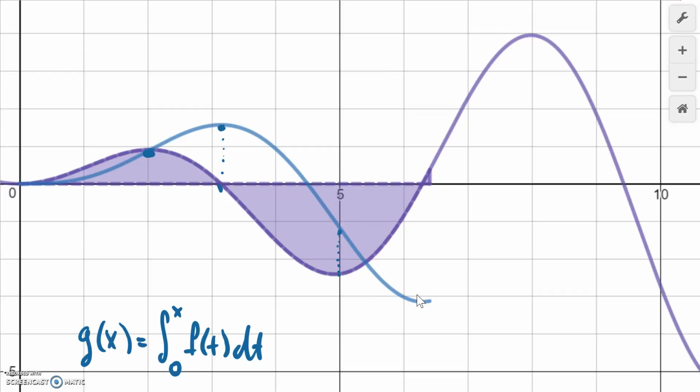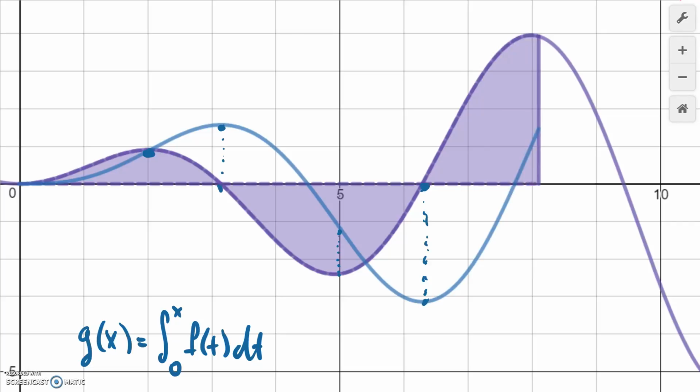And if you keep continuing this way, you can sketch out this graph, right? This root of f is corresponding to this minimum of g, and you can keep moving in that direction. And there's another interesting thing that happens here.